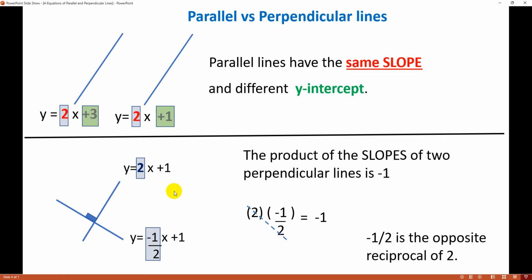So basically, a line with a particular slope will be perpendicular to another line that has an opposite reciprocal slope to the first one. So that's why when we multiply a number times its opposite reciprocal, we get negative 1. So just remember that the initial line has a slope that is the opposite reciprocal of the perpendicular line to the first one.